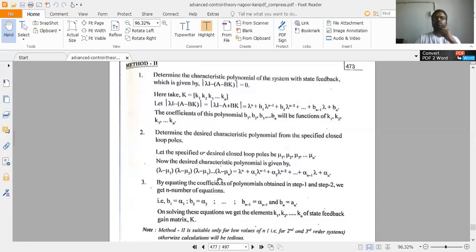Initially, while discussing the second method, the first point to be calculated, as with the first method, is to determine the characteristic equation for the given system. That means the characteristic equation is given by the expression lambda I minus A minus BK is equal to 0. In the previous method, the characteristic equation was obtained with lambda I minus A is equal to 0. Here, it is obtained with lambda I minus A minus BK is equal to 0.